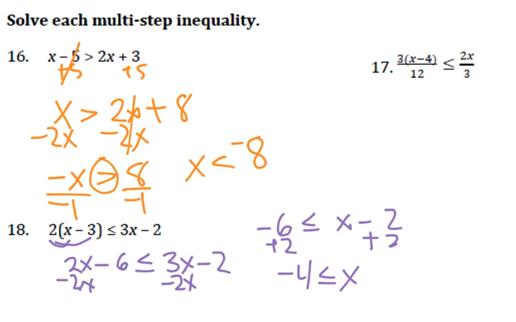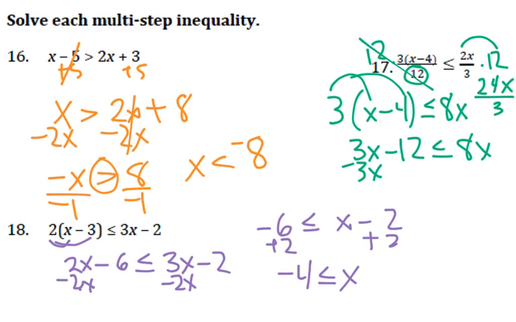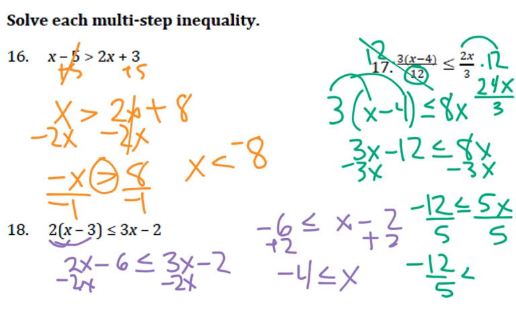Okay, and number 17, I want to get rid of that 12, so I times both sides by 12. Those cancel. I'm left with 3 times x minus 4 is less than or equal to 2 times 12 is 24x divided by 3. 24 divided by 3 would give us 8x. Then I distribute to get 3x minus 12 is less than or equal to 8x. Subtract the 3x from both sides. Get negative 12 is less than or equal to 5x. Divide by 5. And I get negative 12 fifths is less than or equal to x. Now, what is negative 12 fifths? I don't really care. That'll work for me.